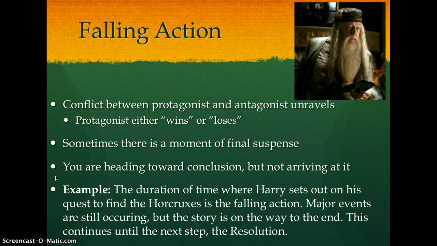So my example is the time where Harry sets out on his quest to find all the Horcruxes in the last two books. This is the falling action in the entire Harry Potter story. So this is his last chance. He knows it. This is where everything is coming together. He's either going to find them and Voldemort will be gone, or he won't find them and things will end in a different way.